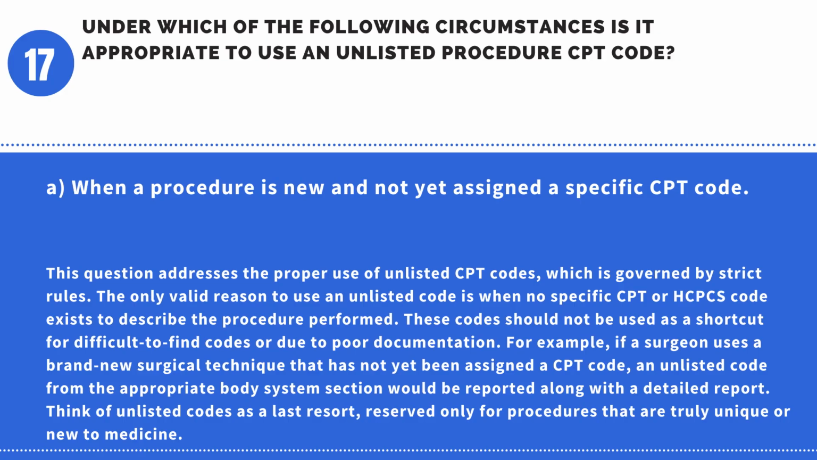For example, if a surgeon uses a brand new surgical technique that has not yet been assigned a CPT code, an unlisted code from the appropriate body system section would be reported along with a detailed report. Think of unlisted codes as a last resort, reserved only for procedures that are truly unique or new to medicine.